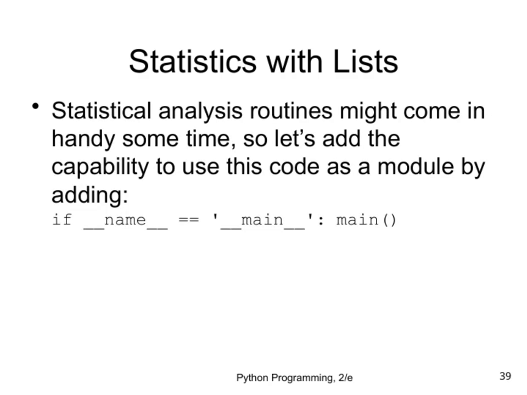Alright, so here on slide 39, we're talking about how statistical analysis routines can be really useful down the line. To make our code more flexible and reusable, we add a special construct: if __name__ == '__main__'. This line essentially tells Python to run the main function only when we execute the script directly, not when we import it as a module. This is a key point because it allows us to write code that can serve dual purposes, both as a standalone program and as a module that others can import and use. It's a common practice in Python programming that enhances modularity and organization.